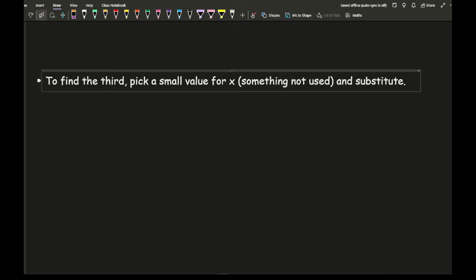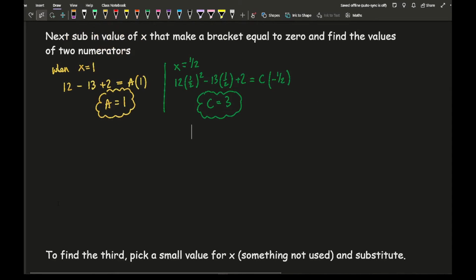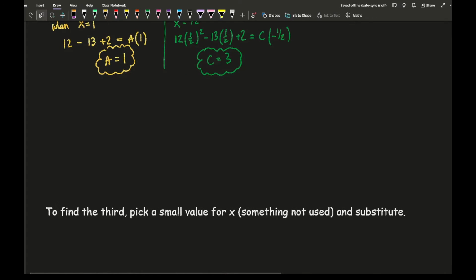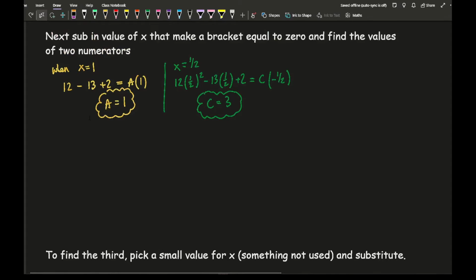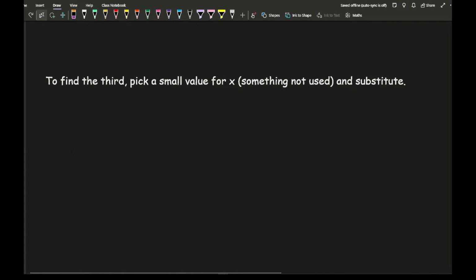Now because I know the values of 2 of the numerators, so in this case I know the values of a and c, that's going to be absolutely fine. However, I need to pick just a random value of x, something small, something positive. Personally, I would always go for x equals 0, but you definitely want to stay away from using any values that you've already substituted for x. So in this case, I'm not going to use x equals 1, and I'm not going to use x equals a half. So I'm going to let x equal 0.